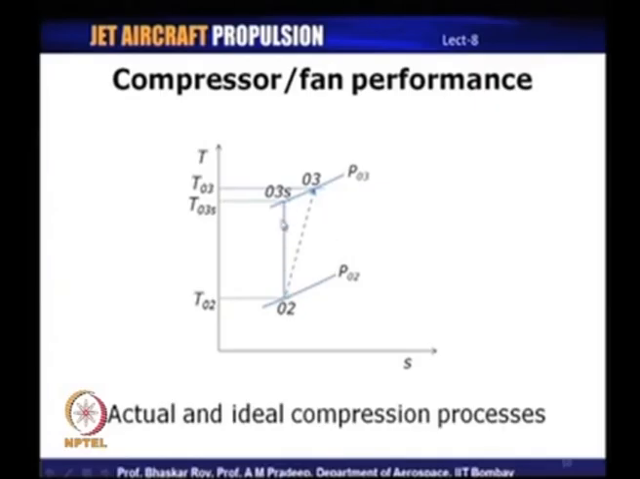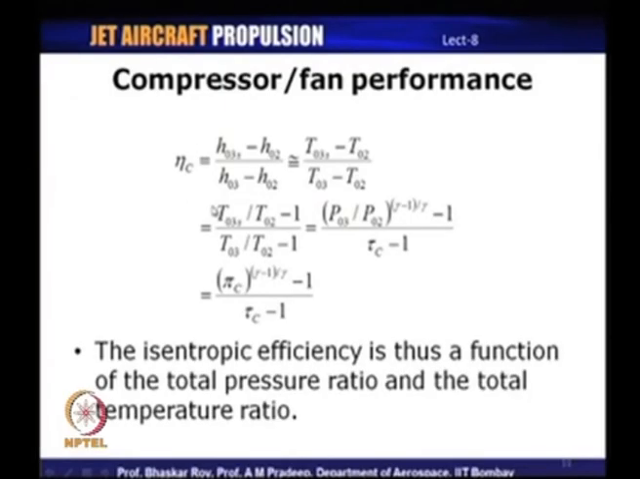Now, an ideal process would be an isentropic process, a straight line shown here, going all the way up to 03s. So, T03s corresponds to the stagnation temperature at the compressor exit. And what is the actual temperature? The actual temperature is T03, which is on this non-isentropic line. So, you can immediately see that T03 is greater than T03s, and therefore, the actual work is greater than the ideal work.